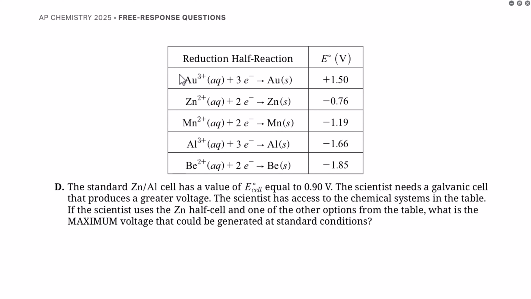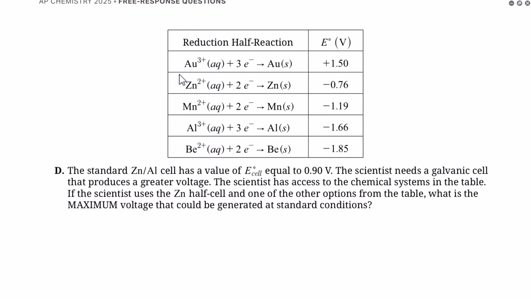All right, so we're given a bunch of other half reactions here. Let's see what it says. It says the standard zinc aluminum cell has a voltage of 0.9. The scientist needs a galvanic cell that produces a greater voltage. The scientist has access to the chemical systems in the table. And I want to create, using zinc, what is the maximum voltage that can be generated under standard conditions?